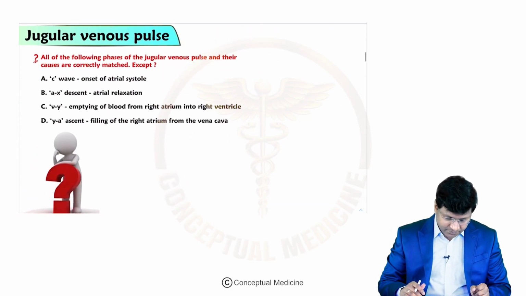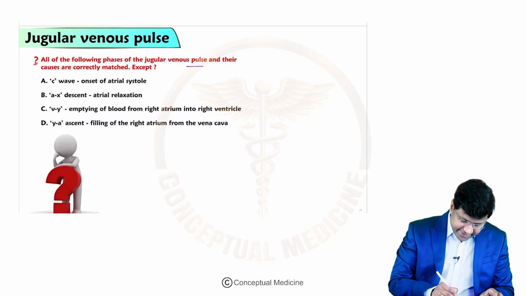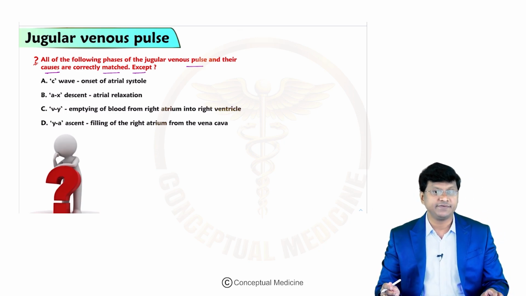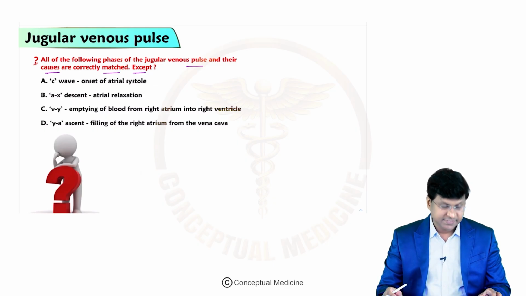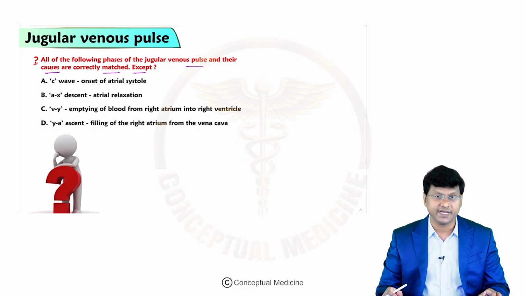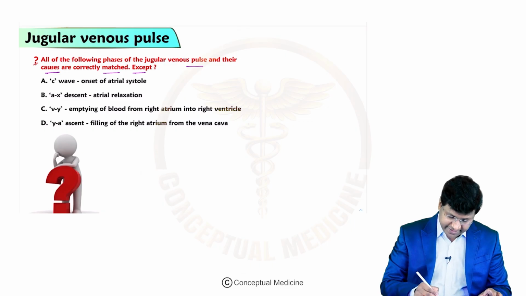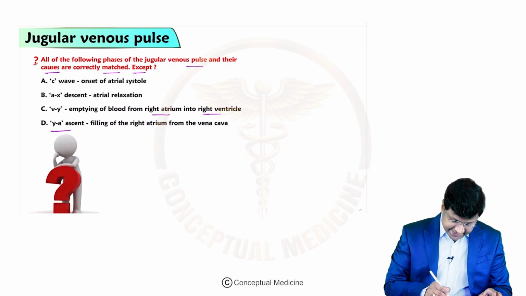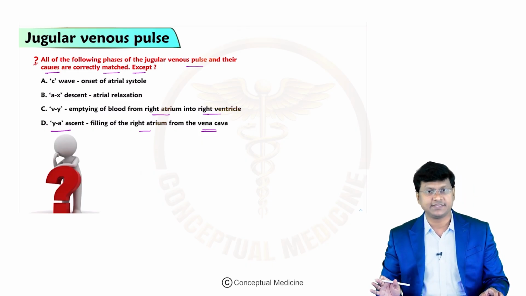So, the first question is, all of the following phases of the jugular venous pulse and their causes are correctly matched except: First option, C wave, it represents the onset of atrial systole. Second option, AX descent represents the atrial relaxation. VY, it represents the emptying of blood from right atrium into the right ventricle. YA ascent, filling of the right atrium from the vena cava. So, now these are the options.